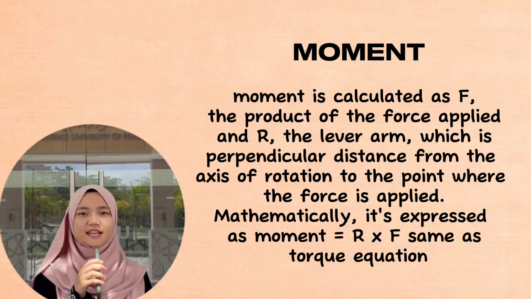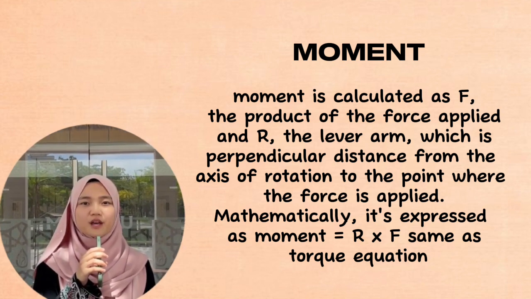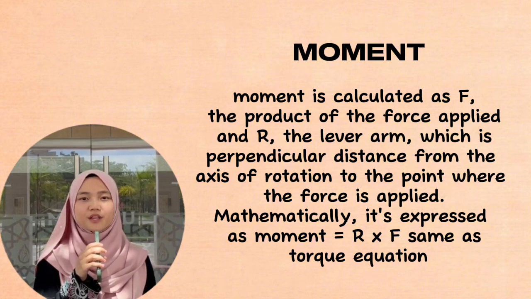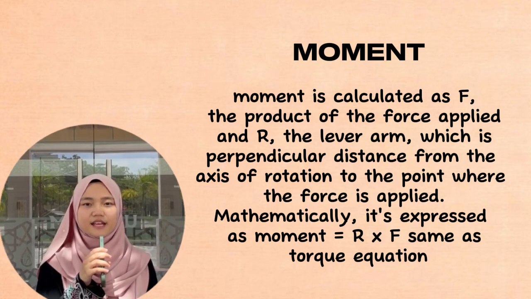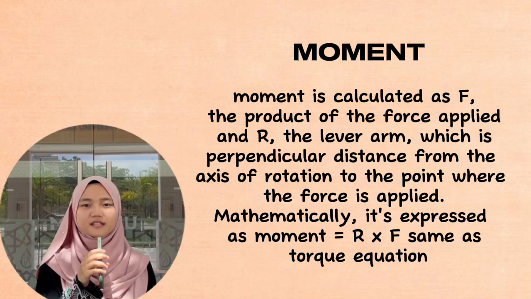Moment is calculated as F, the product of force applied, and R, the lever arm, which is the perpendicular distance from the axis of rotation to the point where the force is applied. Mathematically, it's expressed as moment equals R times F, same as the torque equation.